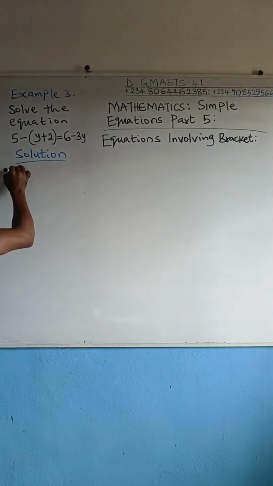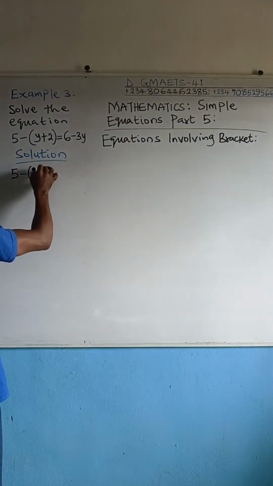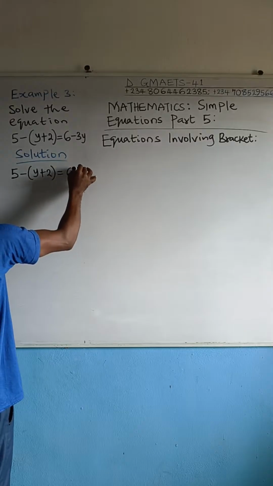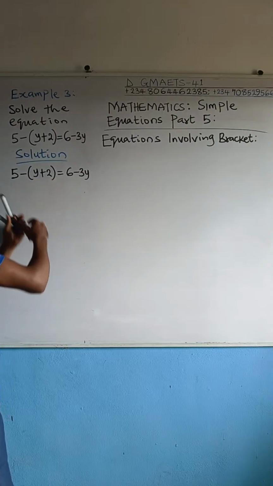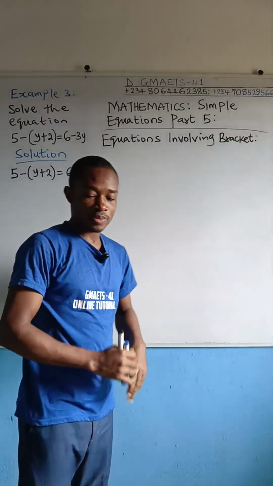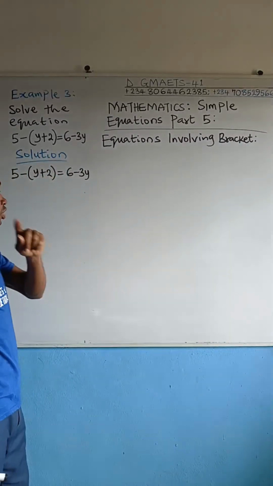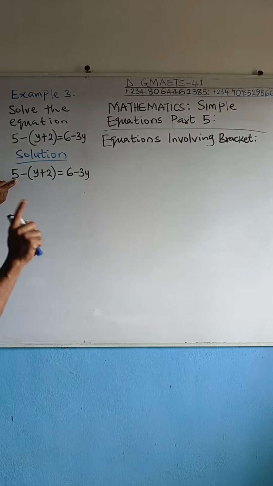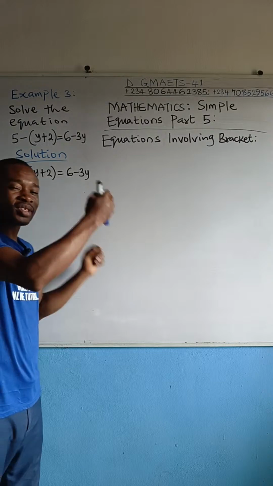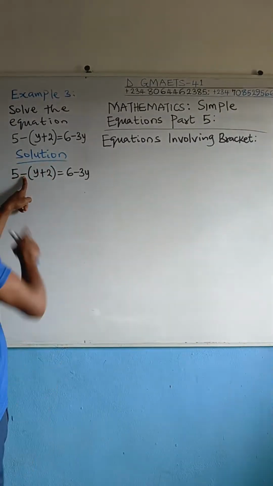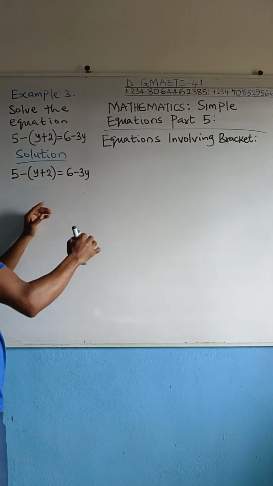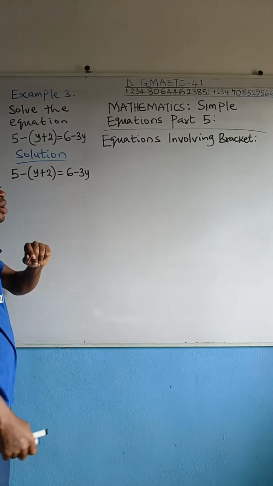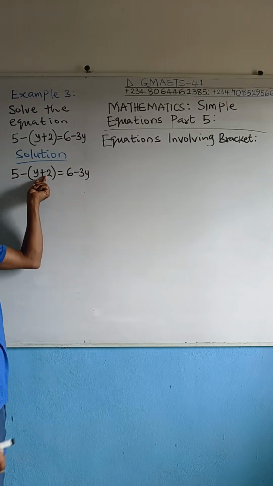So the question we have here is 5 minus (y plus 2) equal to 6 minus 3y. Now on the left-hand side of the equation, you have a bracket. And there are 2 terms on that left-hand side of the equation. Let me show you the terms. 5 is one of the terms, then this whole bracket is the second term. You see, we use plus and minus to count the number of terms. Here we have minus, so this is one term, and then everything inside this bracket is another one term. So on the left-hand side, we actually have 2 terms. But then let me show you something. Inside the bracket alone, we have 2 terms.